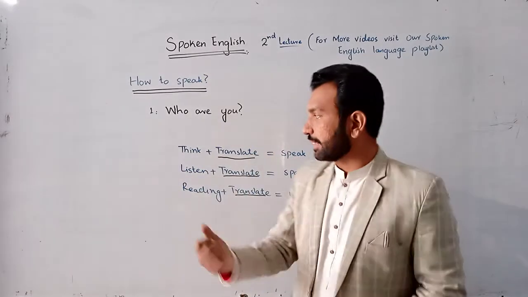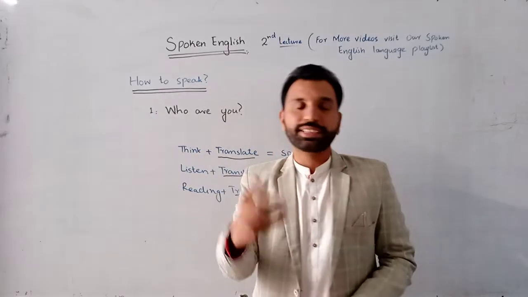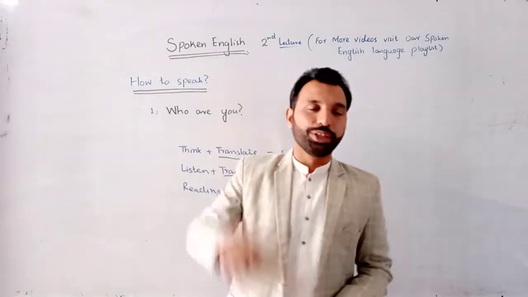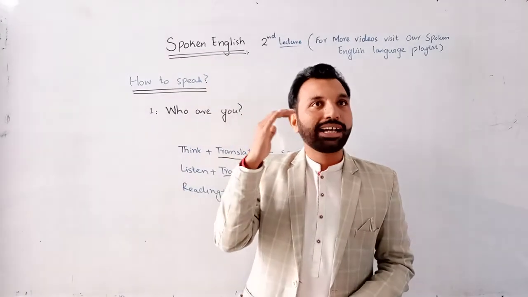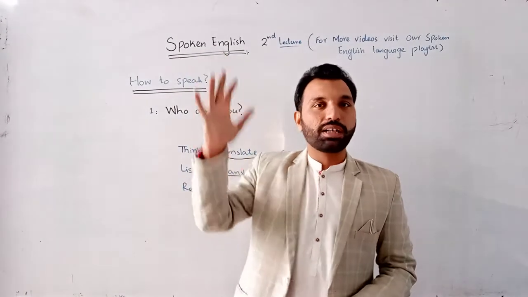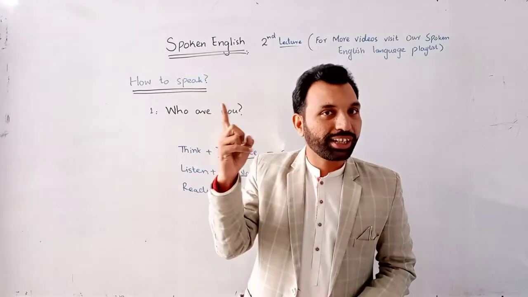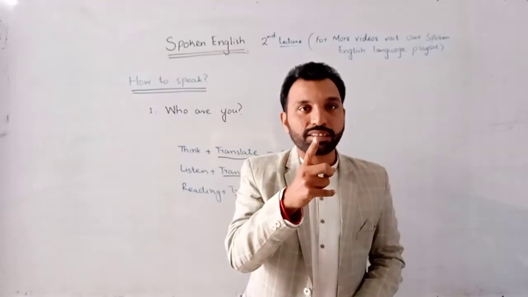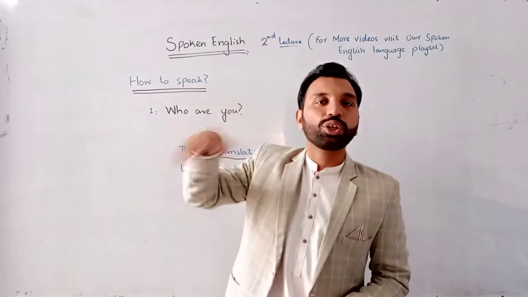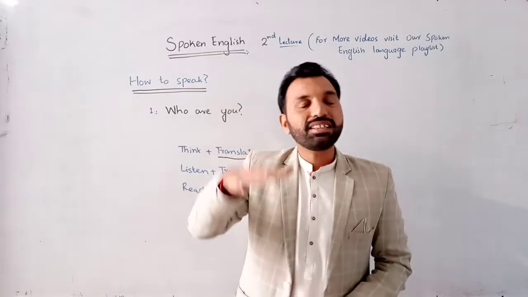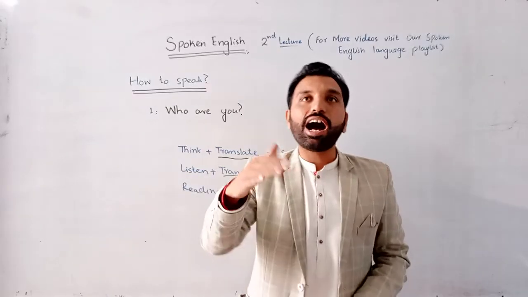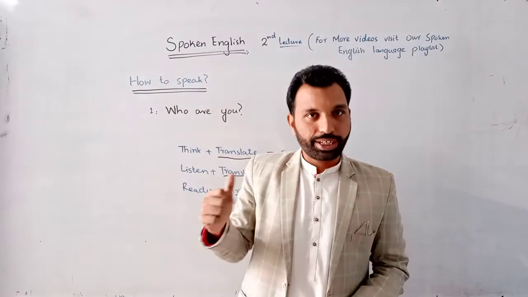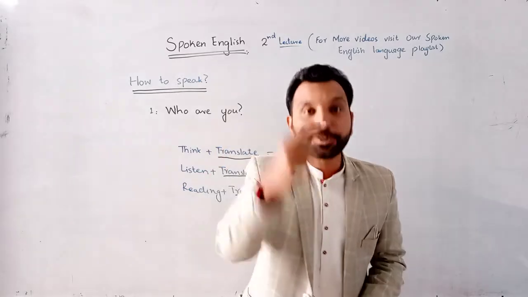Okay, the first thing is to think. For example, you are going somewhere. You just think, I am going to bazaar. You have to think, then translate. For example, you are thinking in Urdu, then speak in English: I am going to bazaar. Okay, first think, then speak.